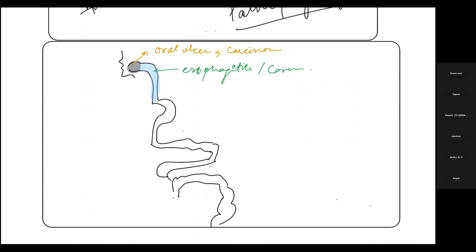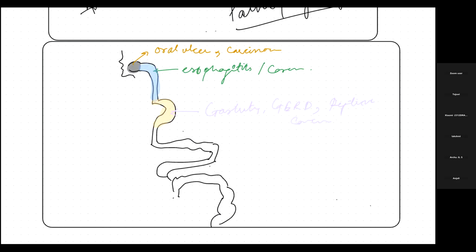Now if I talk about the stomach, the gastric part of the body, what are the disorders that we expect? We can expect gastritis. We can expect gastroesophageal reflux disorders. We can expect peptic ulcers. We can expect ulcerative dyspepsia. We can expect other disorders too, as well as carcinoma. So see the range of disorders that can come in this gastric region.